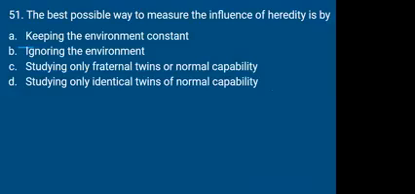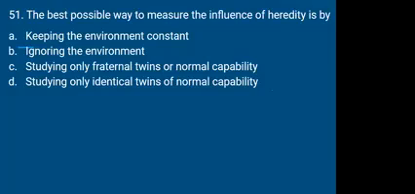Number 51. The best possible way to measure the influence of heredity is by blank. Again, the best possible way to measure the influence of heredity. So that's about genes, no? Is it A, keeping the environment constant? Letter B, ignoring the environment. Letter C, studying only fraternal twins of normal capability. And letter D, studying only identical twins of normal capability.